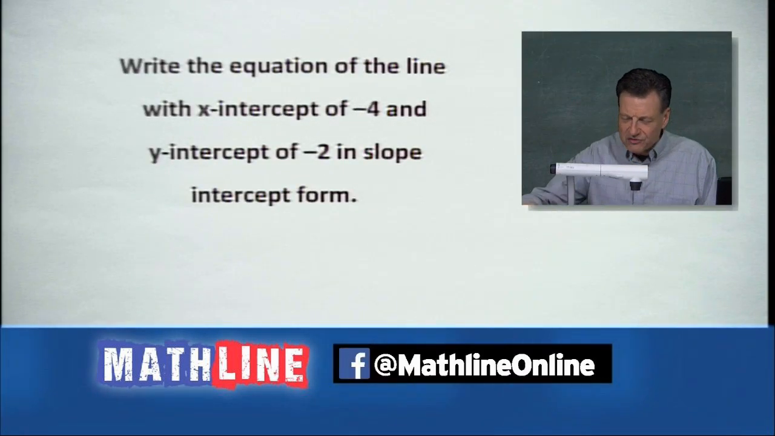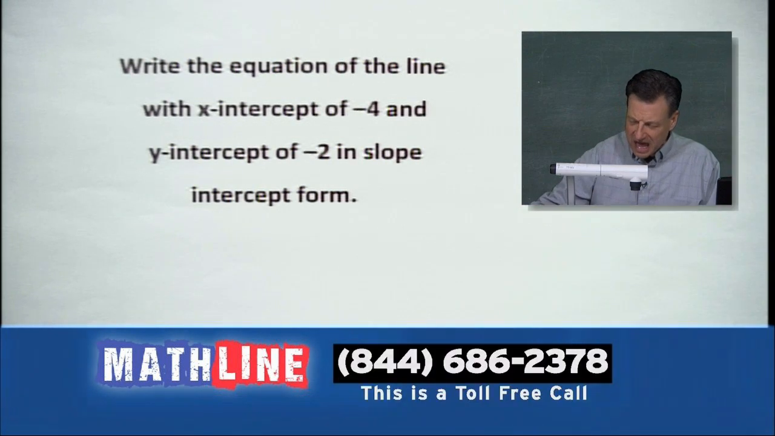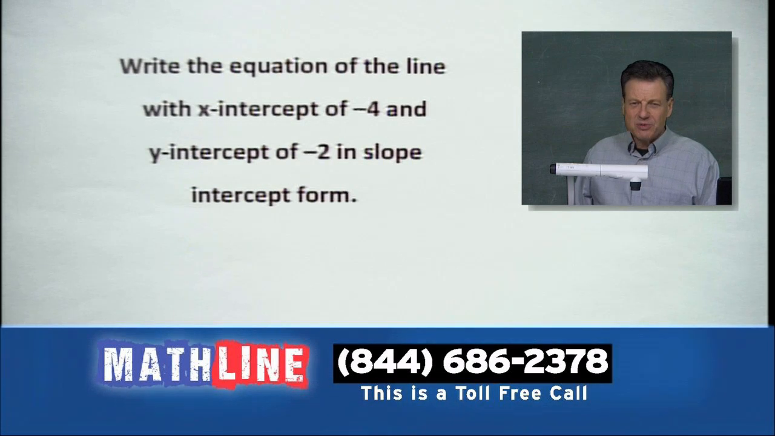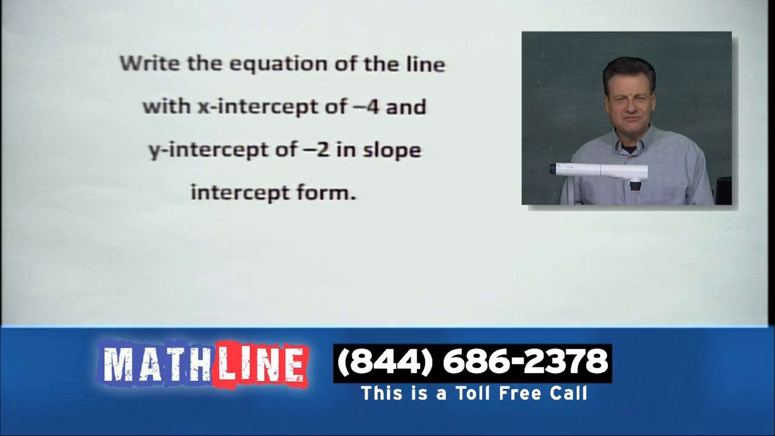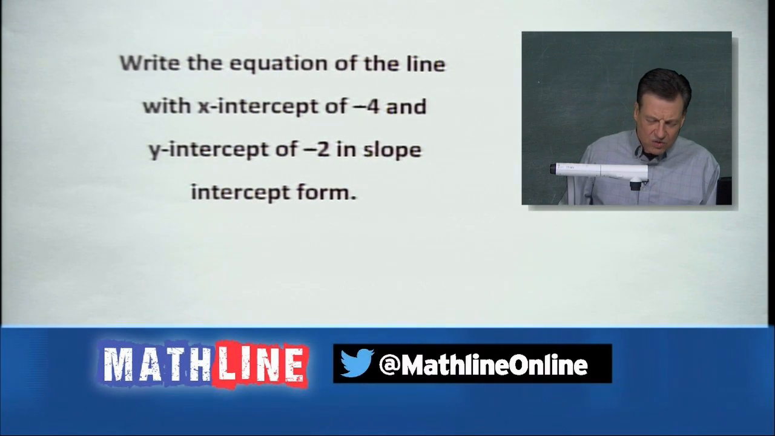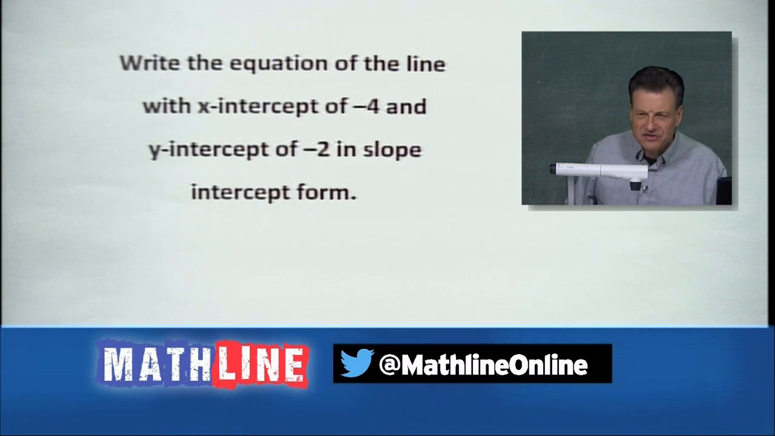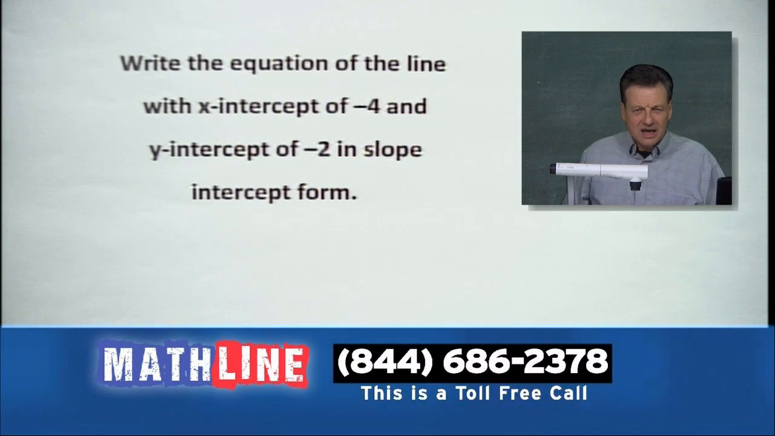While we're getting there, let's take a look at a little problem here that's an interesting moment. And if you've got a graph paper grid, this works so much easier, I think. If you don't have a graph paper grid, you just got to be careful. Let's see what's happening. It says, write the equation of a line with x-intercept of -4 and a y-intercept of -2 in slope-intercept form.